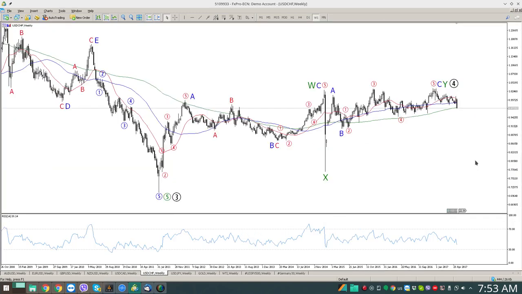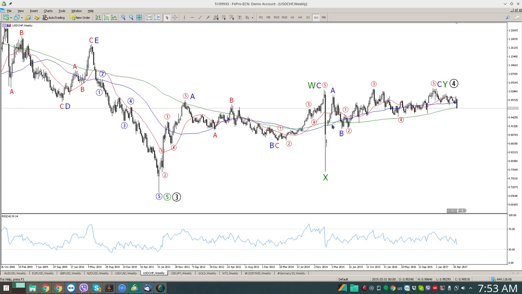Moving forward to the Swiss franc. Here price action has been choppy for the last couple of years, even more so after this dramatic decline that followed the decision of the Swiss Central Bank to cut the interest rate to minus 0.75. Since then, we had a very sharp rally and a lot of choppiness.